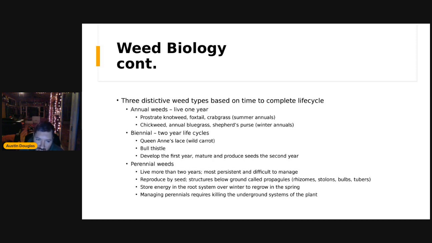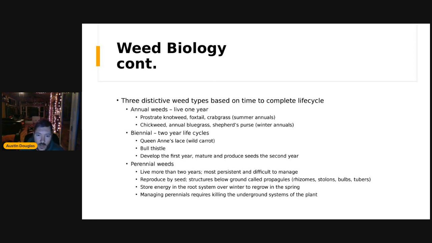They reproduce by seed or structures below ground called propagules, which could be rhizomes, stolons, bulbs, or tubers. They store energy in the root system over winter and regrow in the spring. And managing perennials requires killing the underground systems of a plant. So you have to kill the roots.